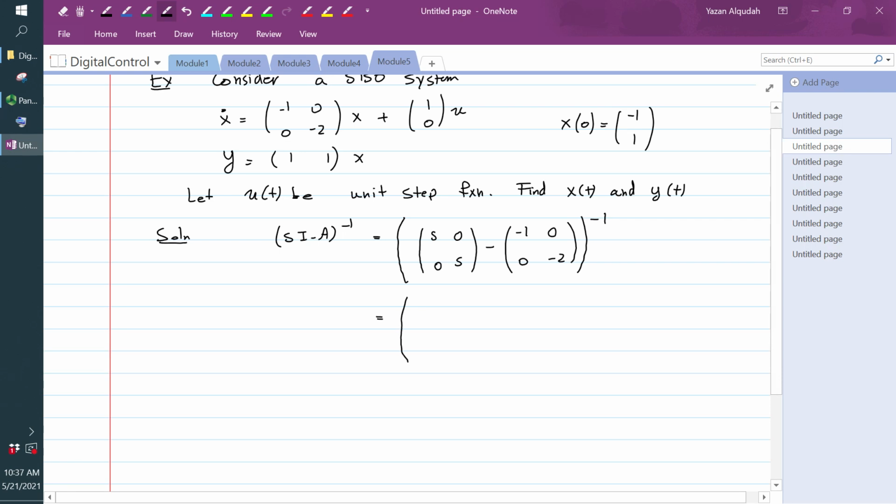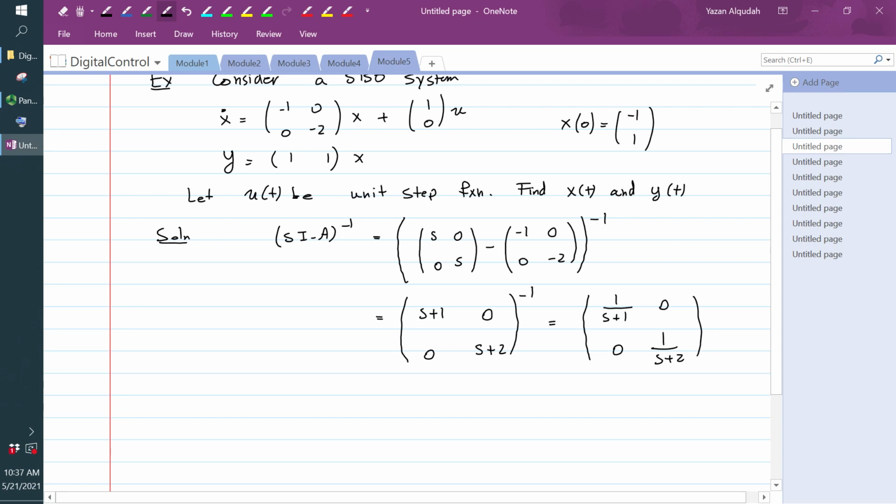s minus minus 1 is going to give me s plus 1. 0 minus minus 0 is a 0. 0, s minus minus 2 is going to give me s plus 2. And I need to calculate the inverse of this. Now the inverse for this matrix happens to be simple, just because I only have the diagonal terms, I can immediately find it. And that is going to equal 1 over s plus 1, 0, 0, 1 over s plus 2.